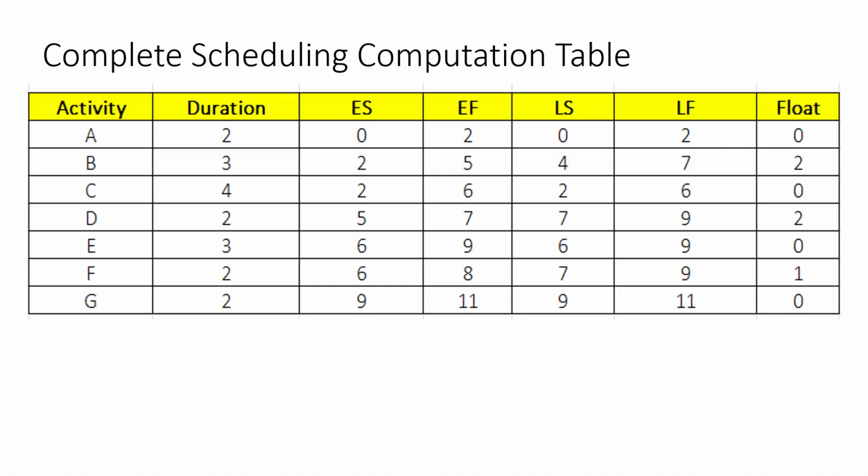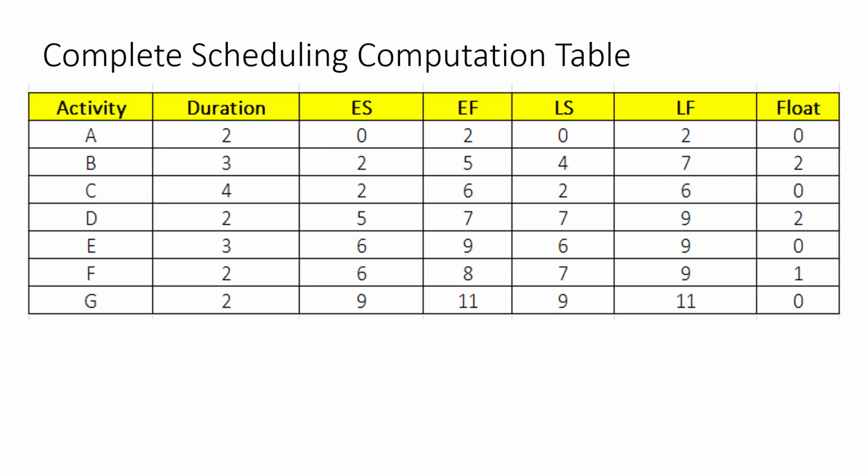This slide combines the forward pass and backward pass calculations. For each activity, we can now see the durations, earliest start, earliest finish, latest start, latest finish, and float. Float is calculated by using float equals LS minus ES, or float equals LF minus EF.